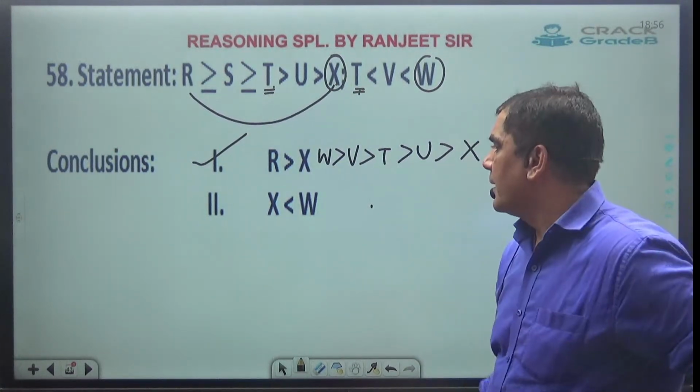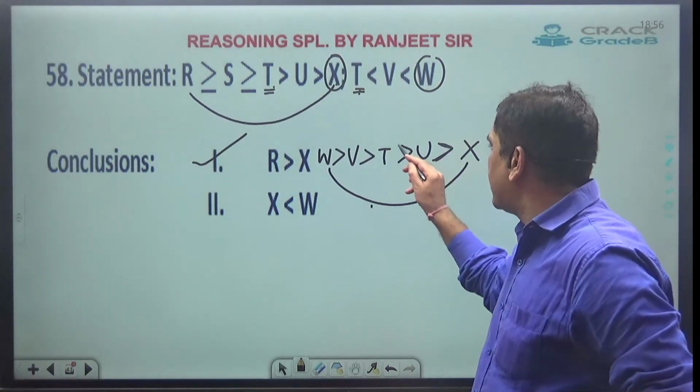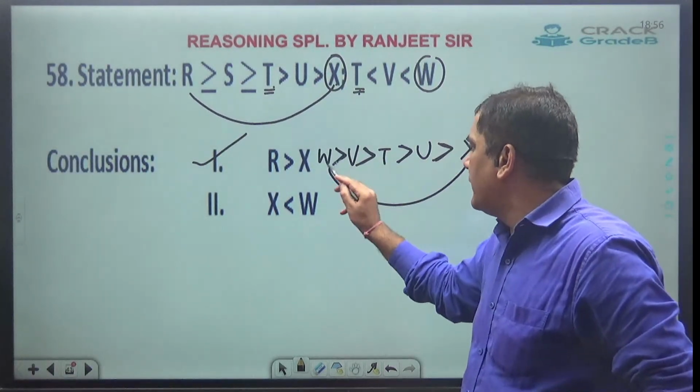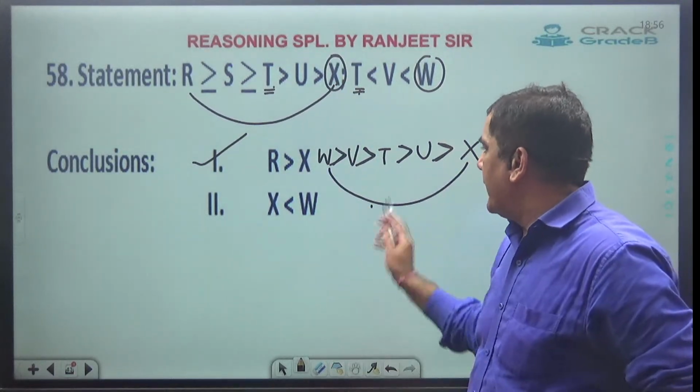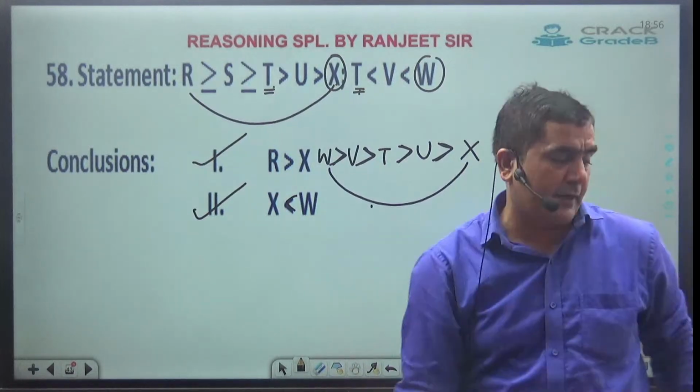Let's start. X and W. What can I say? All the faces are towards W, and equal to is not there. Yes, faces toward W, equal to is not there. Correct.